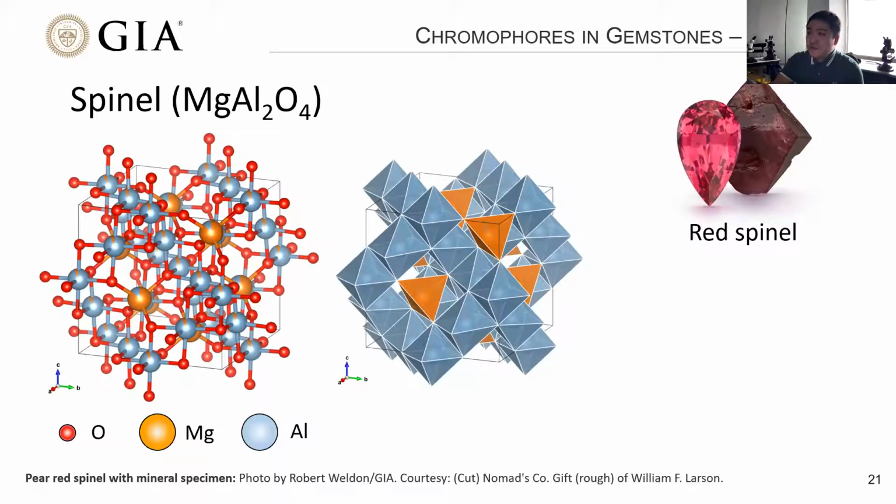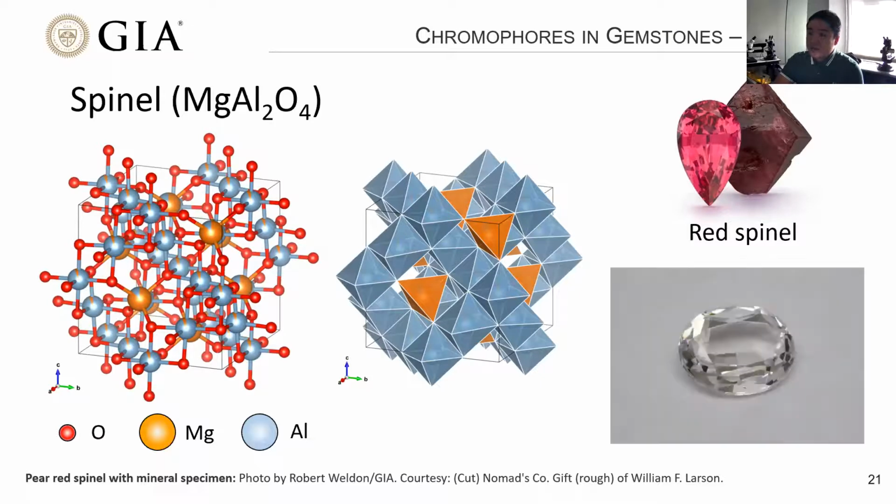Each aluminum atom prefers to bond with 6 oxygen atoms to form an octahedron. Each magnesium atom prefers to bond with 4 oxygen atoms to form a tetrahedron. Many of these octahedra and tetrahedra share some of their corners and edges with each other to form the whole spinel crystal. Pure magnesium aluminum spinel is colorless.